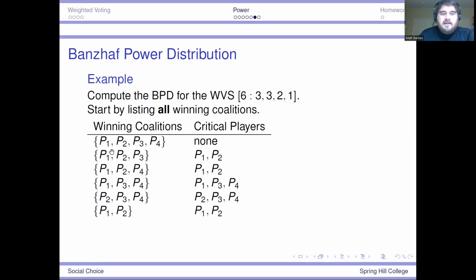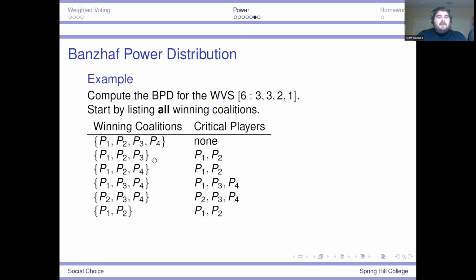So if you do that, of course, if all 4 vote yes, that would be 3, 6, 8, 9 total votes. That's more than 6, so that's good. Player 1, player 2, and player 3 is also a winning coalition. That's 3, 3, and 2, so that's also good. Player 1, player 2, and player 4: 3, 3, and 1 gets us to 7. Player 1, player 3, player 4. You kind of see how this is going. Then we're going to look and see who the critical players are there.